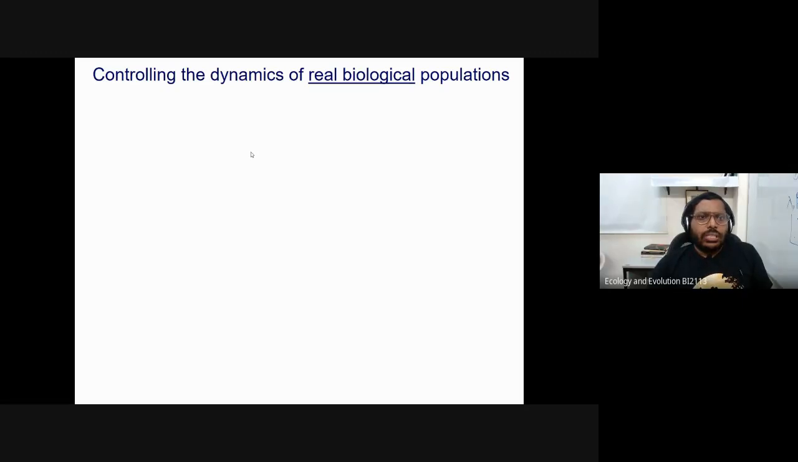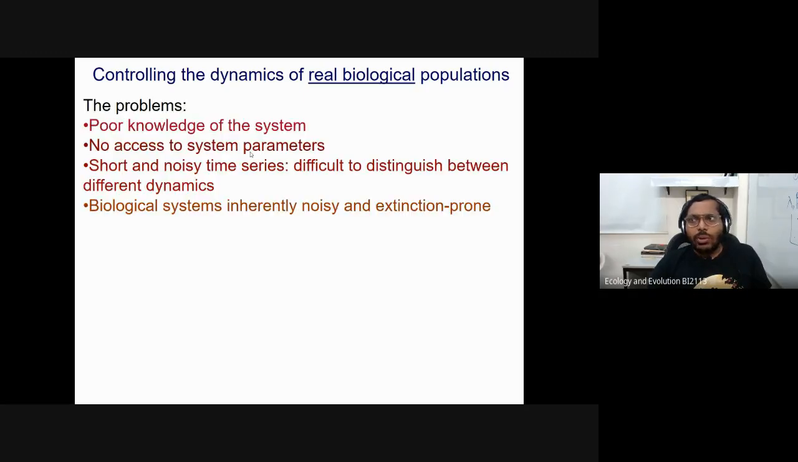Now, this is a very venerable topic, and it starts almost as soon as chaos control starts, with a seminal paper in 1990 by Ott, Grebogi, and Yorke. The problem is that although a lot of work has been done in this context, most of it has been done not from an experimental perspective, but mostly from a theoretical perspective. Now, when you take all that theory and you try to apply it, there are several issues that you get into.